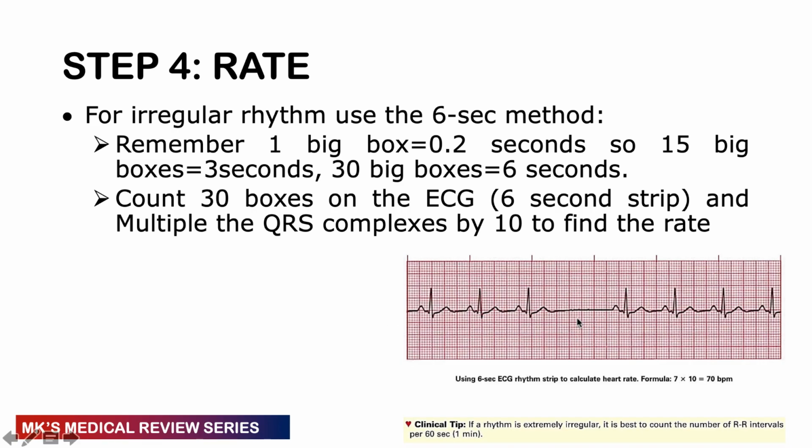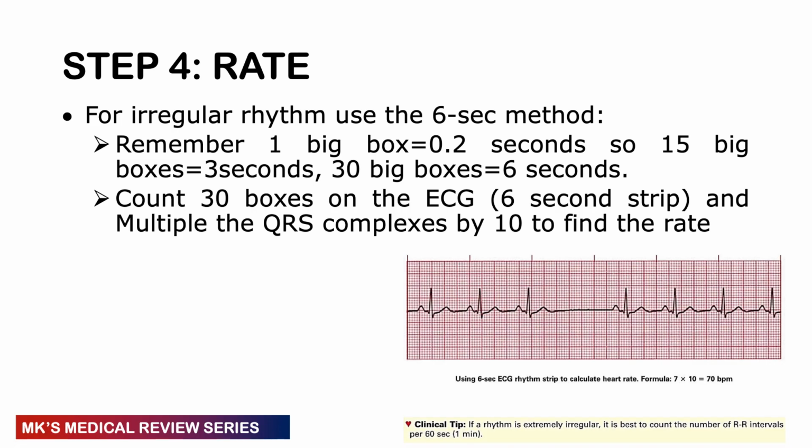So we assume that our rhythm strip is a 6-second rhythm strip. And what do we know about the 6-second rhythm strip? It should have 30 big boxes. So if you count from here to here, there are 30 big boxes. You count the number of QRS complexes present in that rhythm strip. So 1, 2, 3, 4, 5, 6, 7. You have 7 QRS complexes present in this rhythm strip.